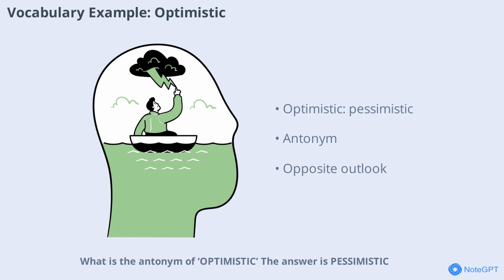What is the antonym of optimistic? The answer is pessimistic. Optimistic means expecting the best, while pessimistic means expecting the worst. Recognizing such opposites is a key skill for vocabulary questions.